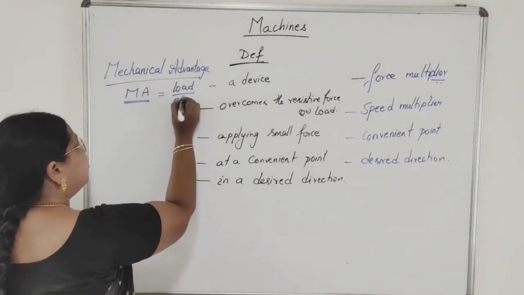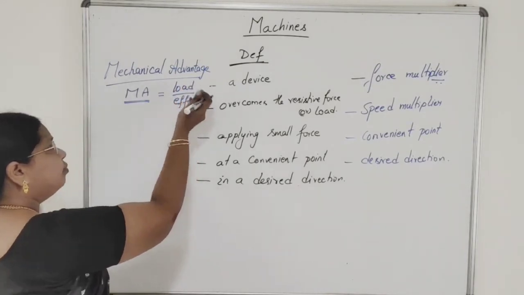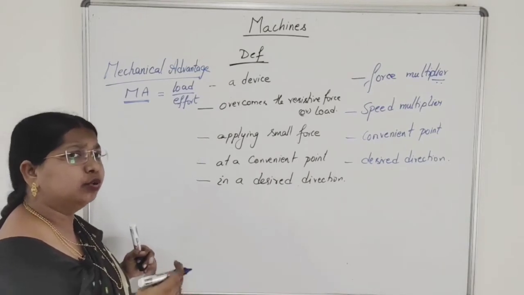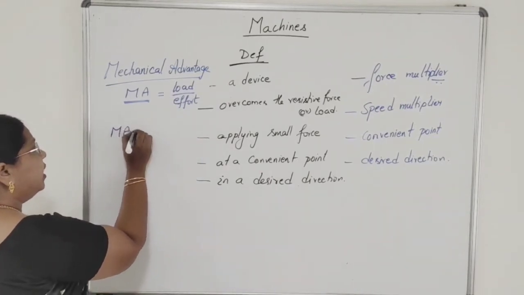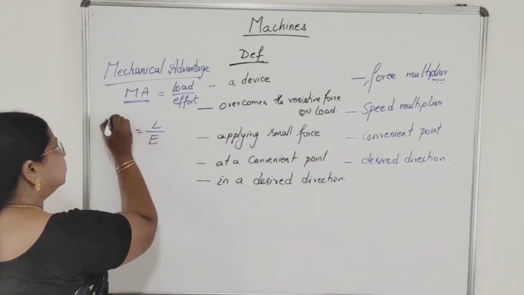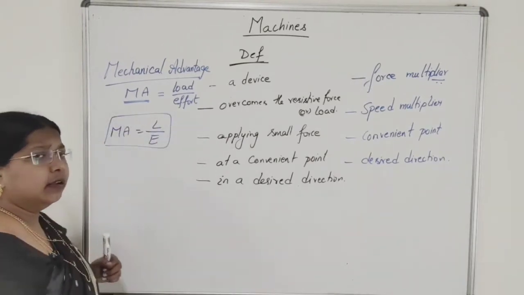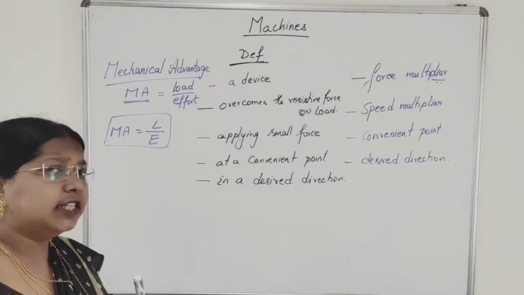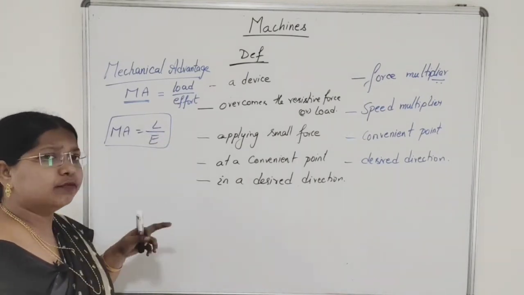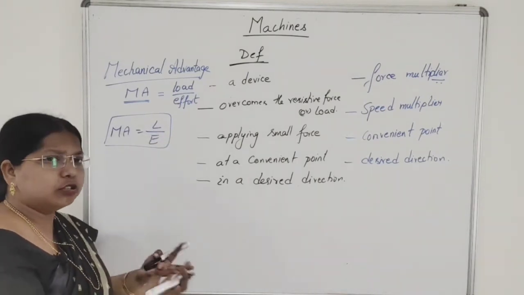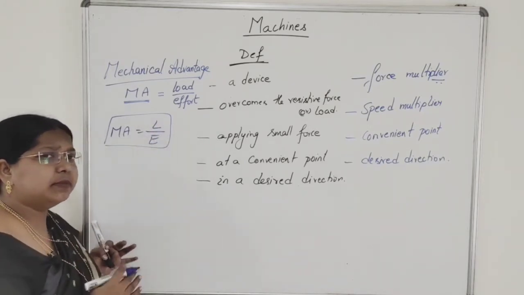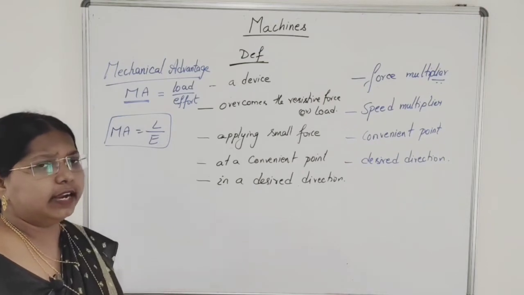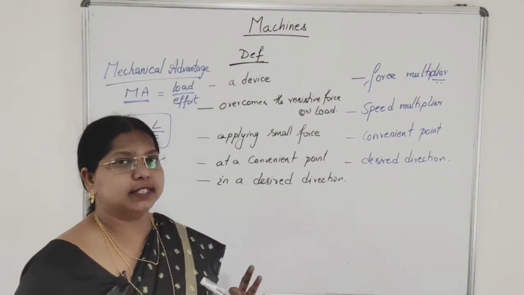load by effort. Load moved by effort applied. It is a ratio of load by effort. So mechanical advantage is the ratio of similar units, force. Load is also a force. Effort is also the force we are applying on the machine. So it is the ratio of similar properties. So mechanical advantage will not have any units.